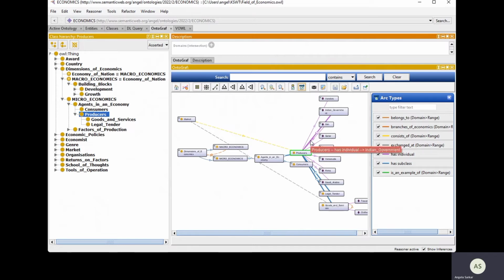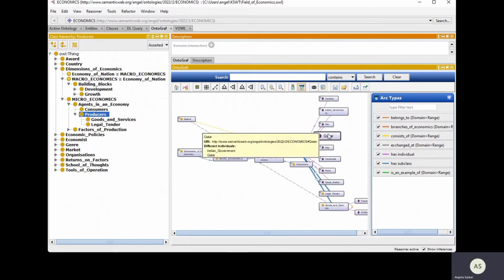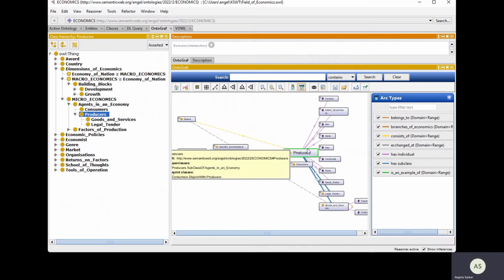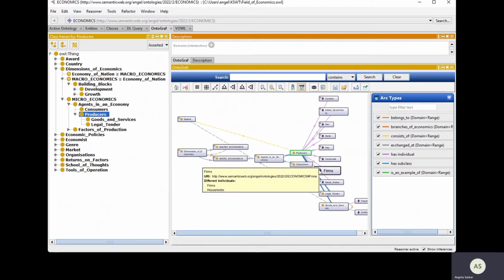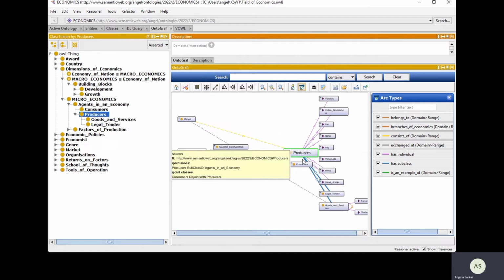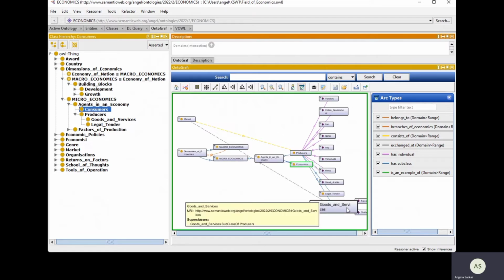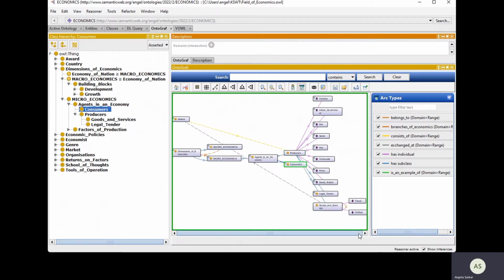For example, this purple line shows that Qatar is an instance of the producer class, firm is an instance of the producer class, and consumer itself is an instance of households and consumers. So this is a small introduction of the first part.